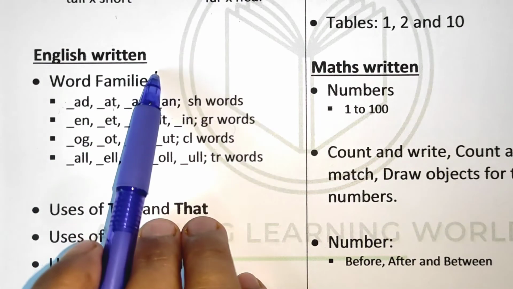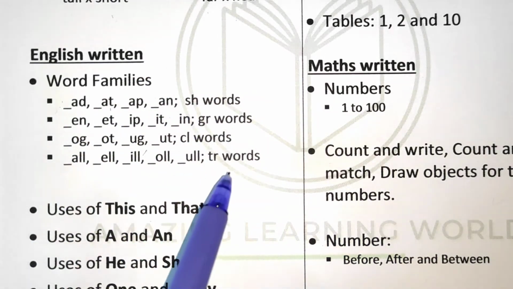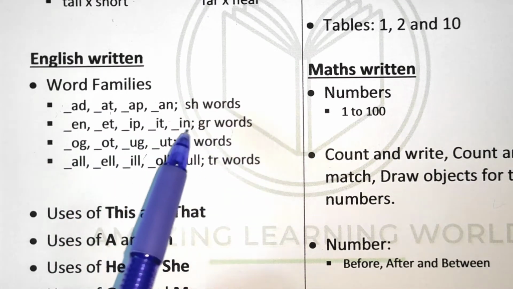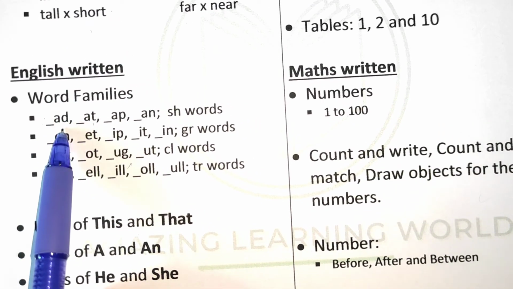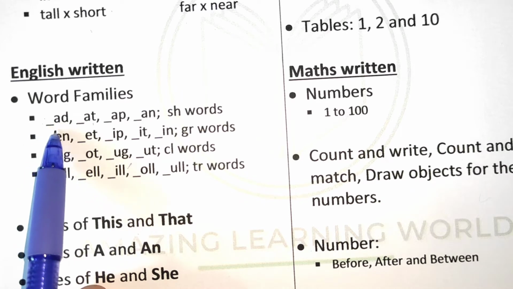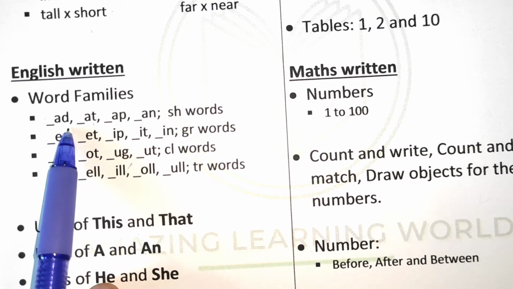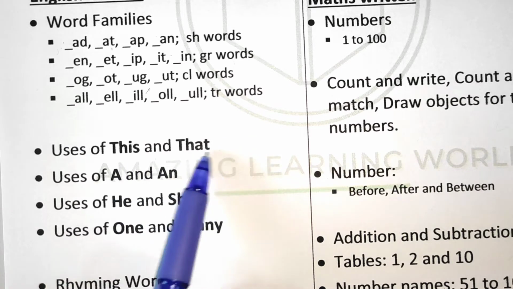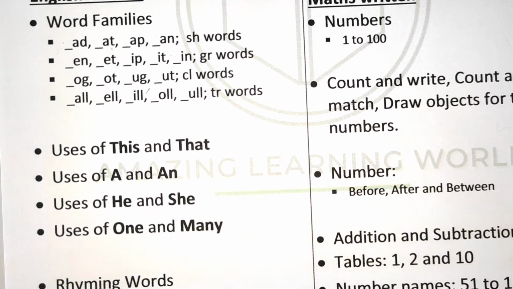Now, English written. In this, we will learn word families. We will blend these word families with letter and make a new word. For example, ma, a, d, mad, d, a, d, dad, s, a, d, sad. Okay, next is uses of this and that, uses of a and an, uses of he and she, uses of one and many.